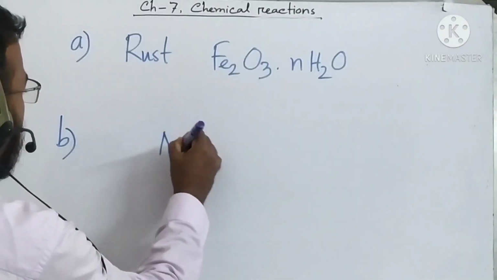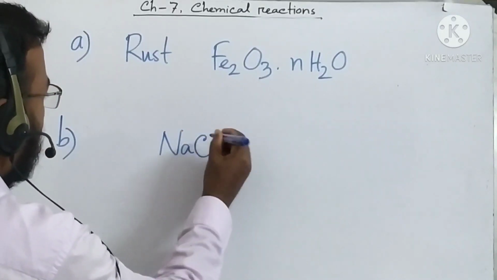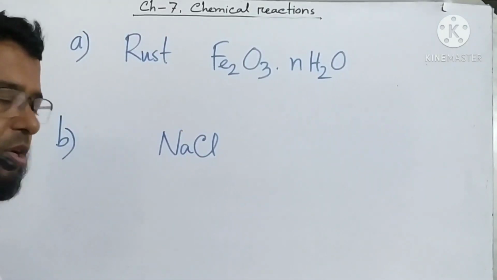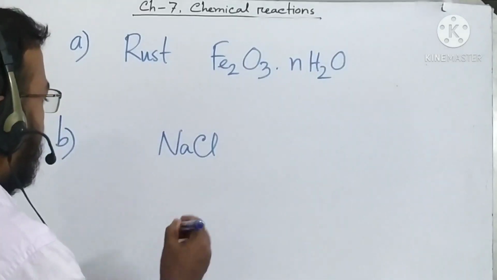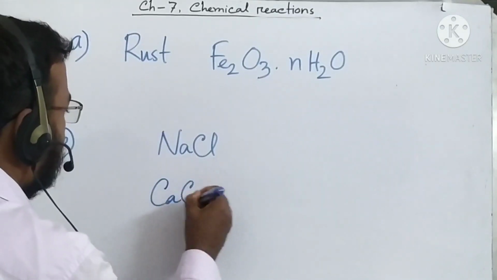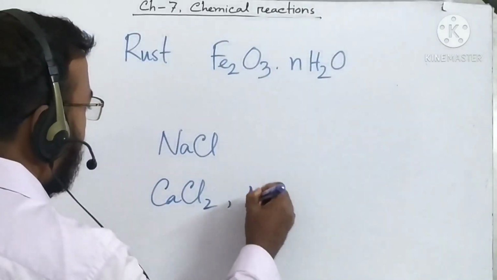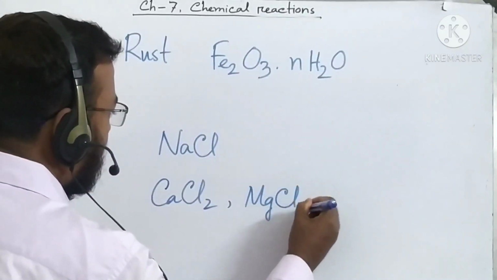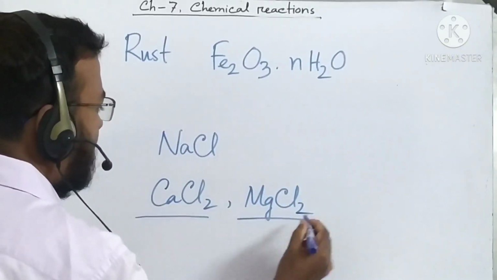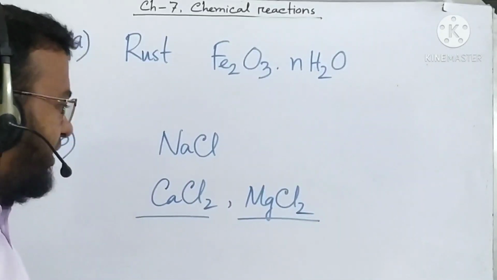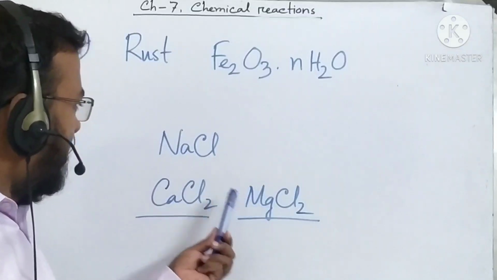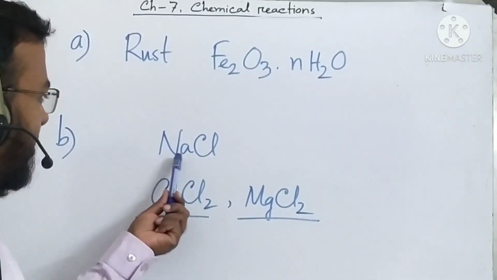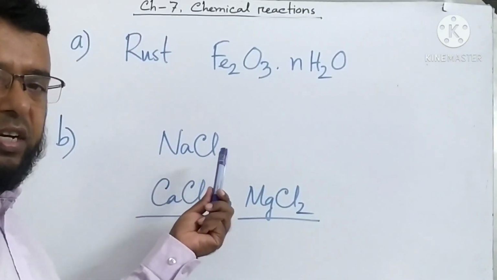During the rainy season, edible salt becomes wet. Why? Because edible salt is mixed with calcium chloride, magnesium chloride, different types of salt. So these salts are hydrophilic substances. They absorb water and become wet. So sodium chloride becomes wet in the rainy season.